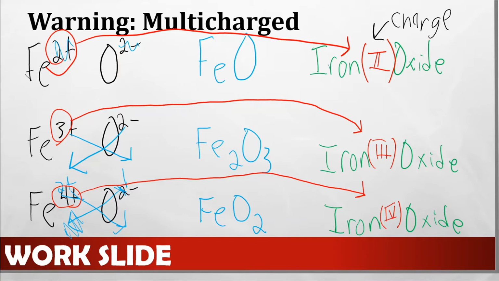If you don't have the name, you have to work backwards. You have to separate the cation and anion. The charge of the anion, you can always look up off the table, and you can use that to figure out the charge of the cation. So that is multi-charged.